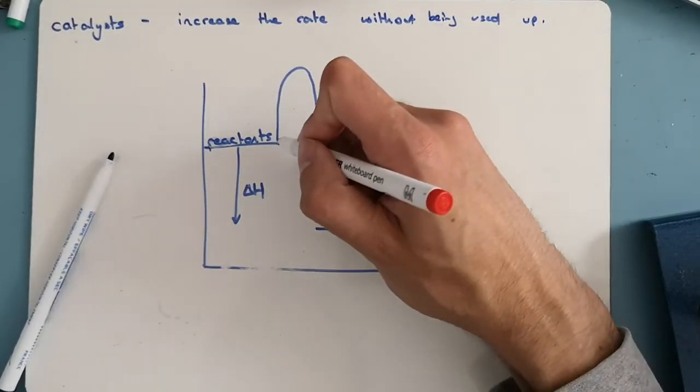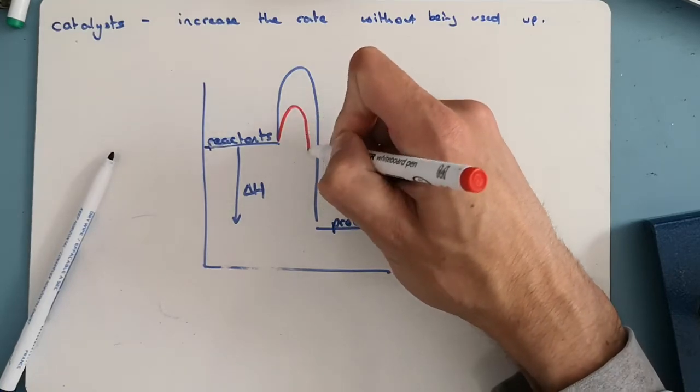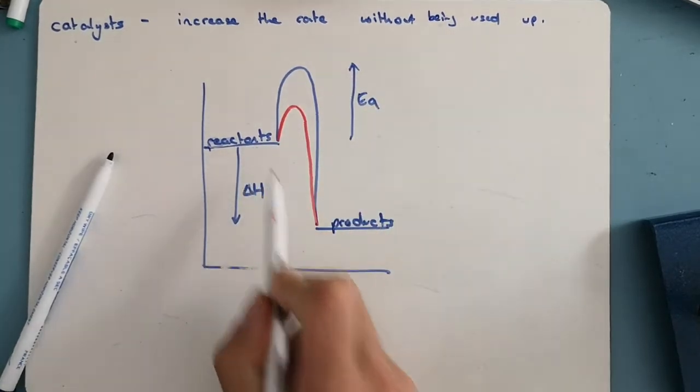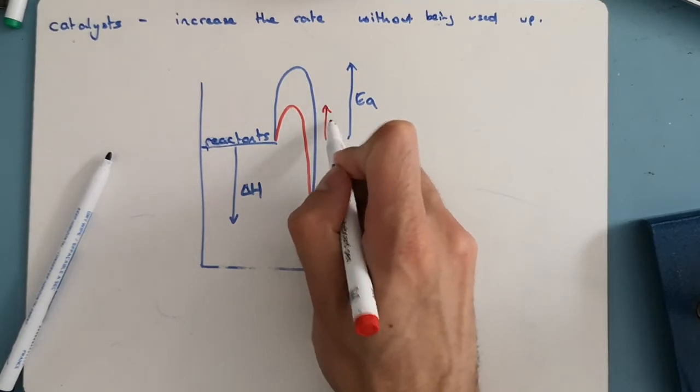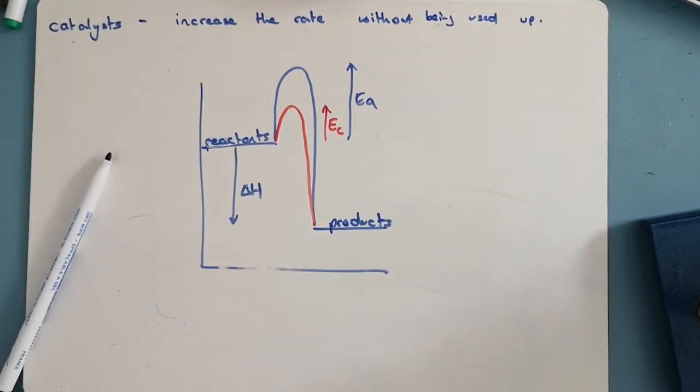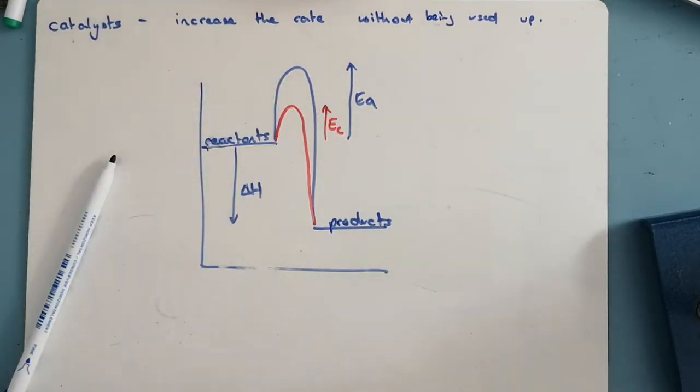A catalyst works by providing a different route from the reactants to the products, and this different route has a lower activation energy. I'm going to call it EC, activation energy with a catalyst. So that's lower, so it's a lot easier to do. Less energy needs to go in to get the same amount of product.